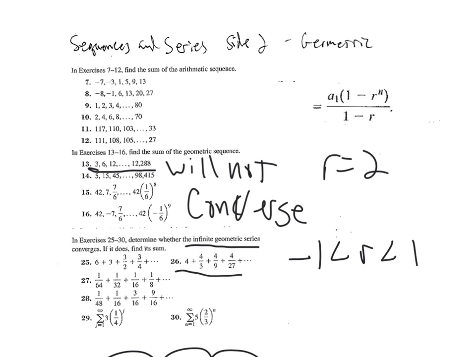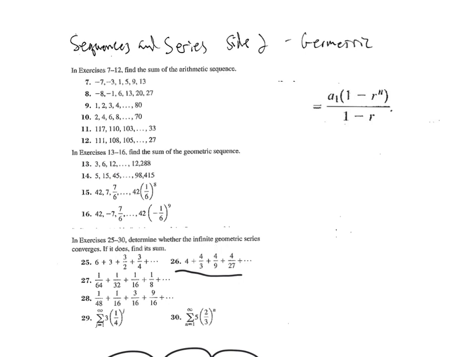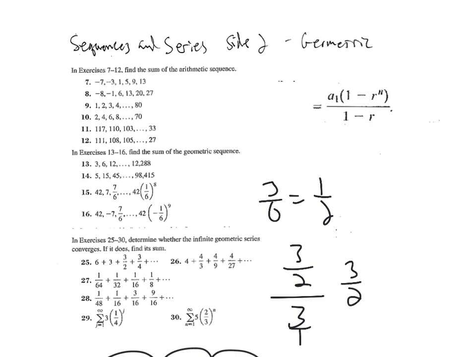In all these examples, R is positive. So let's delete this here and do number 25. I see number 25. 3 over 6 is 1/2. 3 over 2 divided by 3. Well, isn't that divided by 3 over 1? So 3 over 2 divided by 3 over 1.